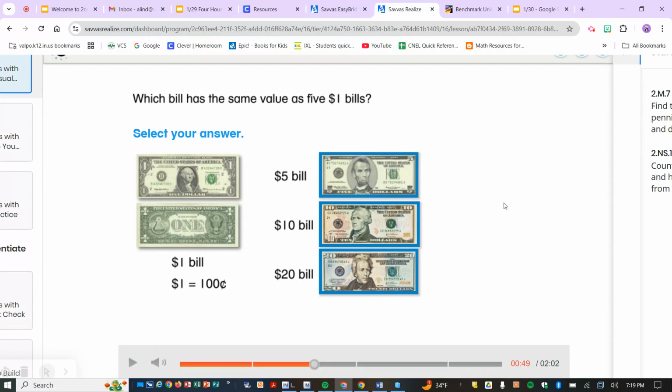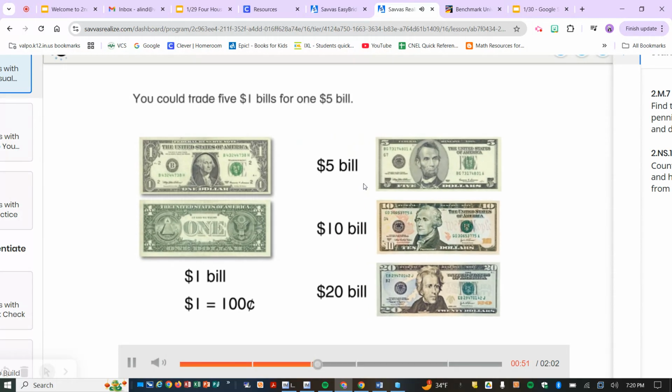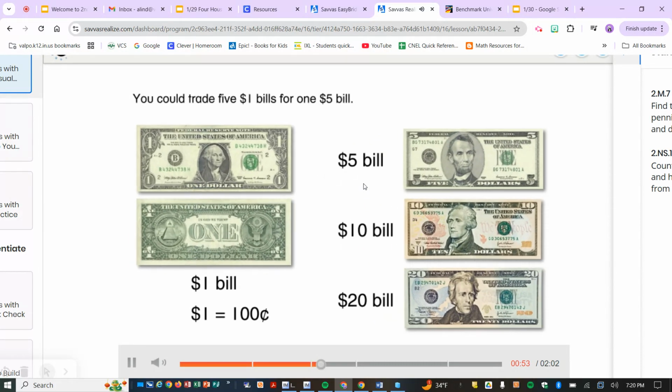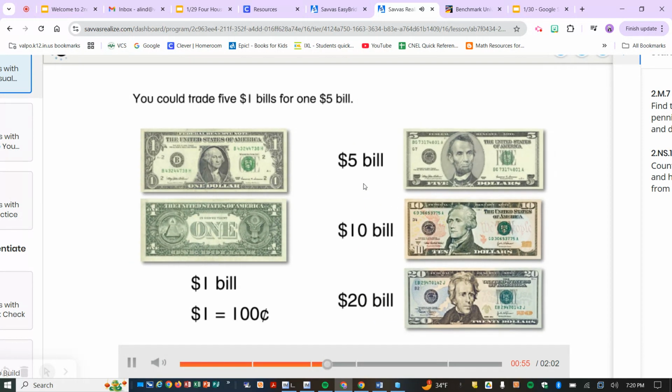Now, if I'm looking for something that has the same value as 5 $1 bills, or 5 $1 pieces of paper, I'm going to go with this $5 bill. You could trade 5 $1 bills for one $5 bill.